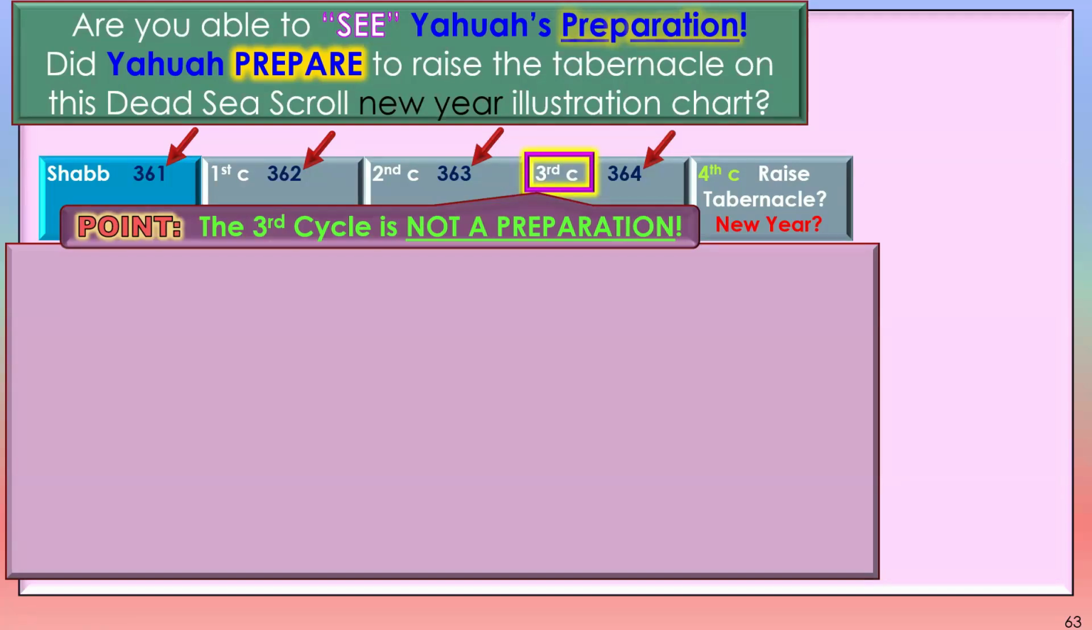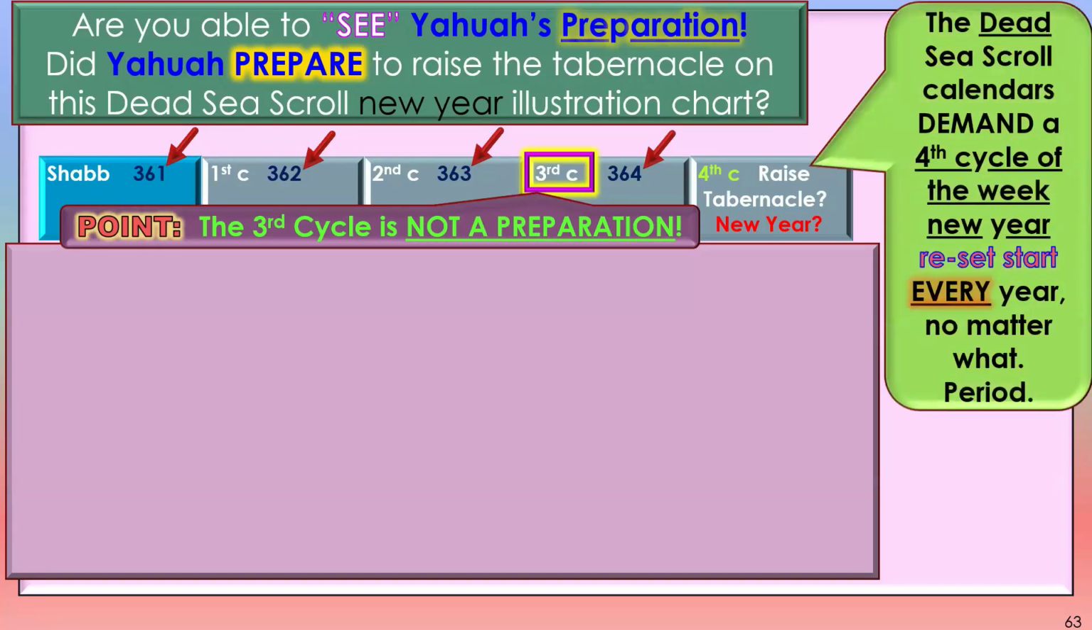So how did Moshe know when or how, which direction to raise that tabernacle? The Dead Sea Scroll calendars demand a fourth cycle of the week, new year, reset start every year, no matter what, period. That's their demand.